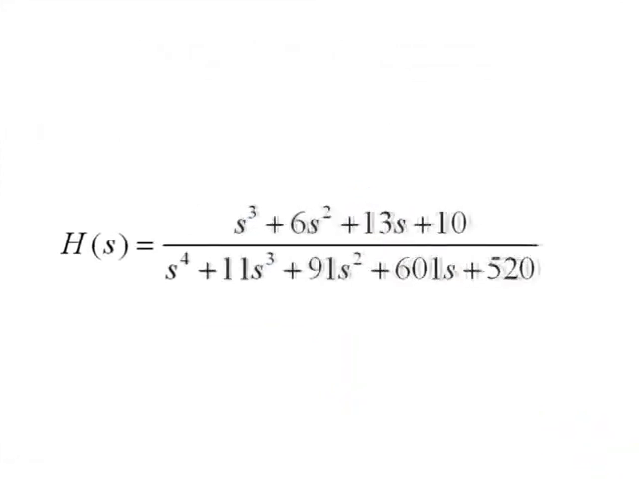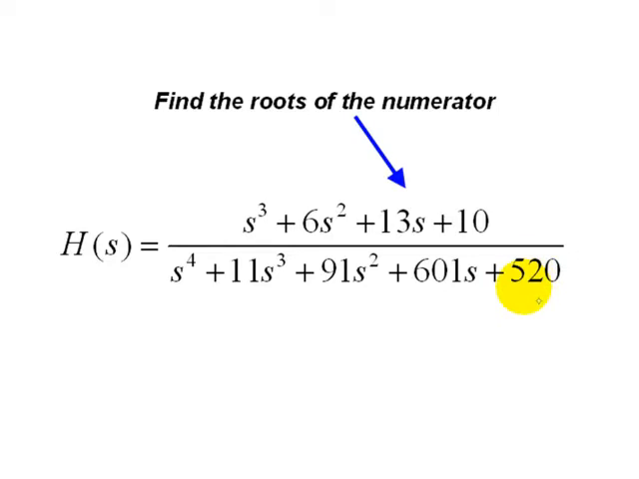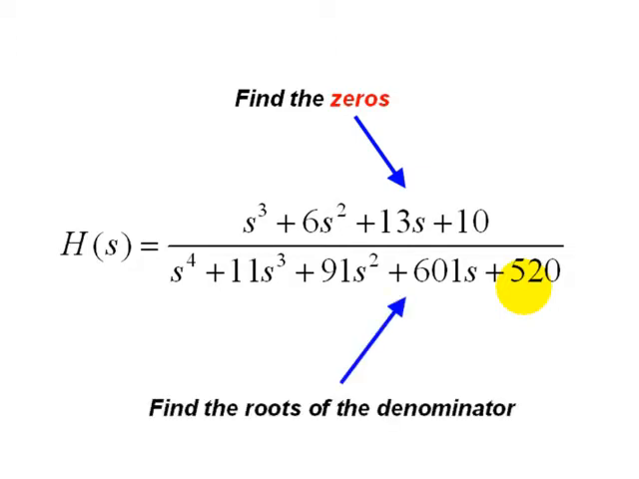We are given a transfer function as a proper fraction of polynomials. Our first task is to find the roots of the numerator. We call those roots the zeros of the transfer function. Next, we find the roots of the denominator, which we call the poles of the transfer function.